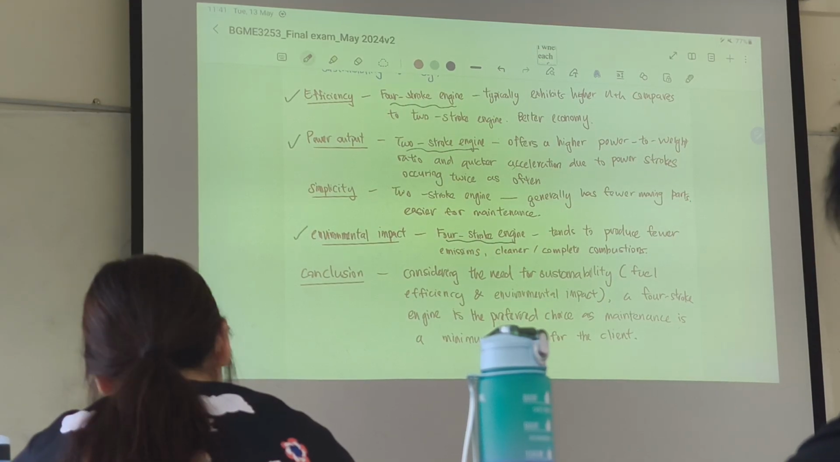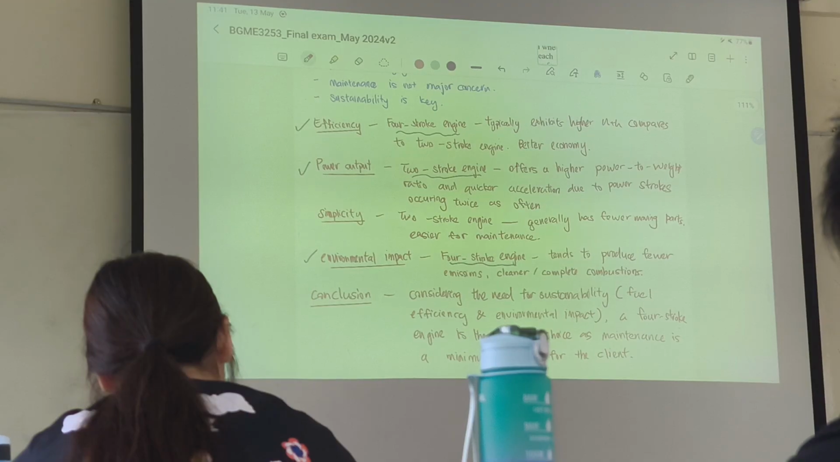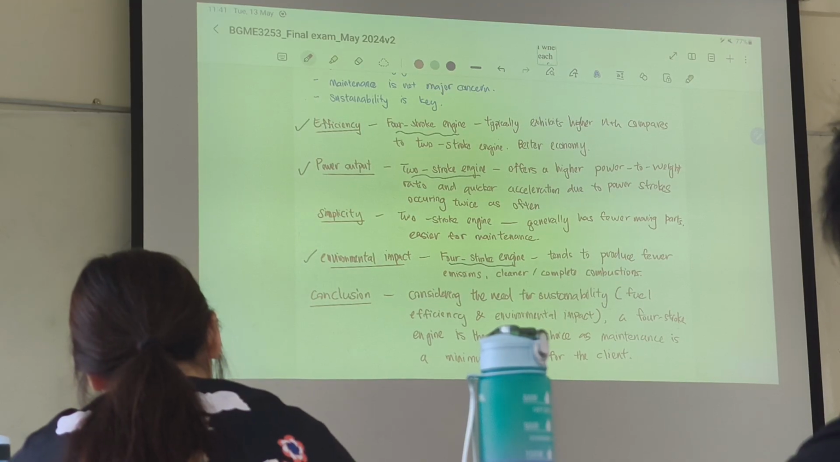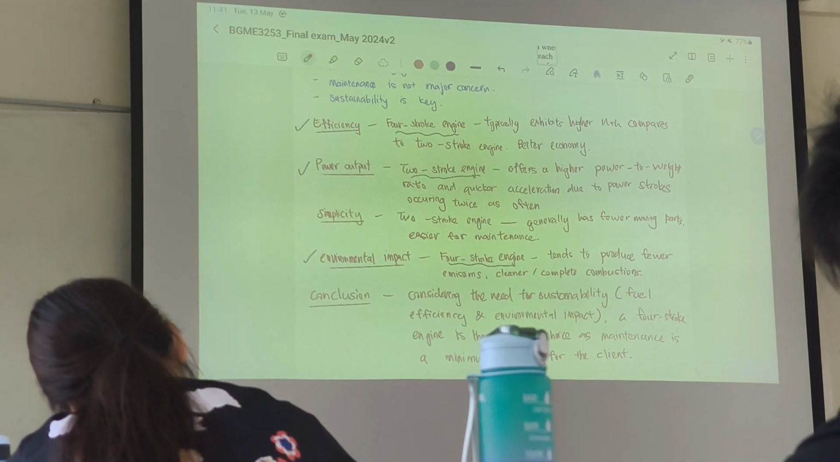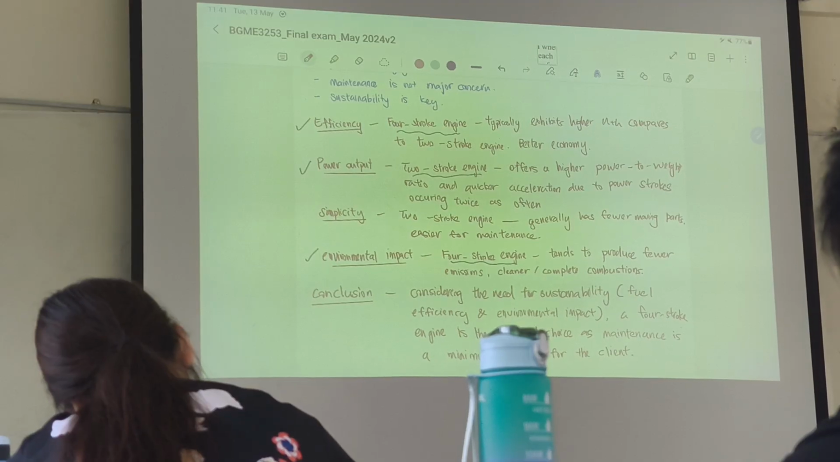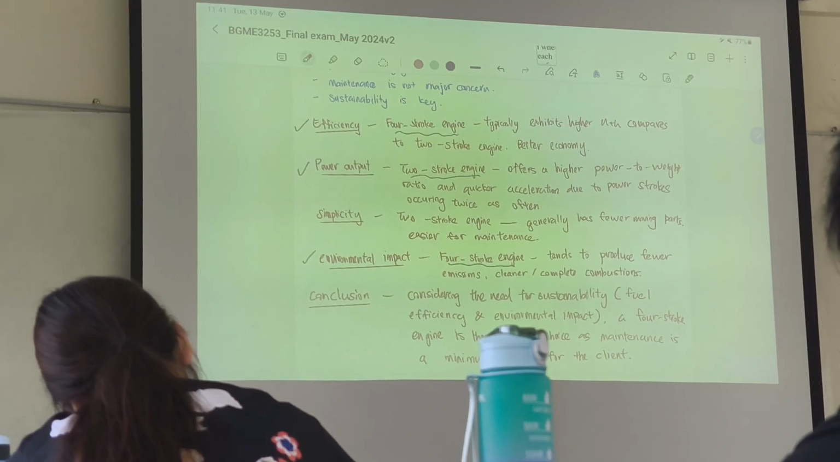So when you conclude, basically when you write that, look at what criteria the question gave you, then you conclude based on that. Then you can be sure to choose.